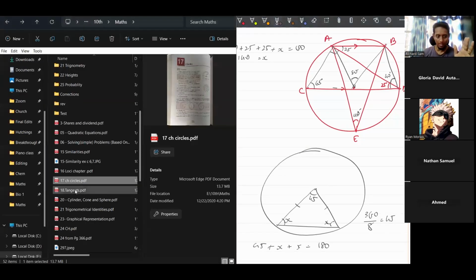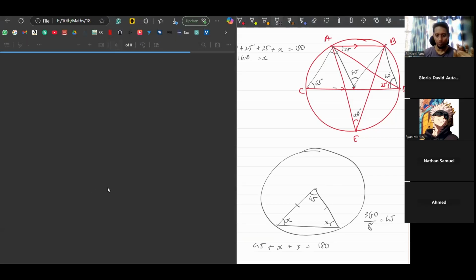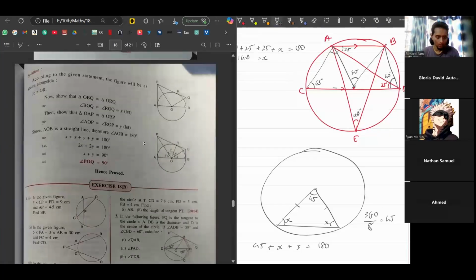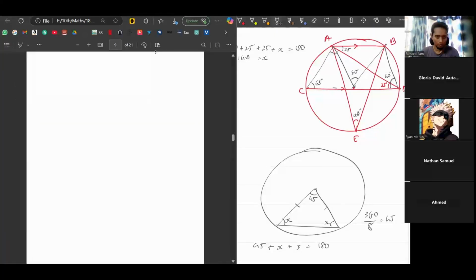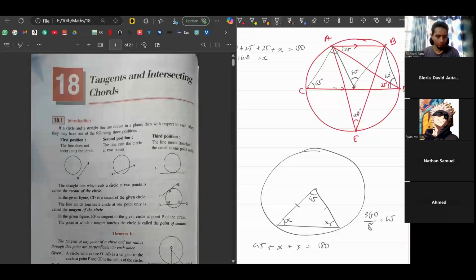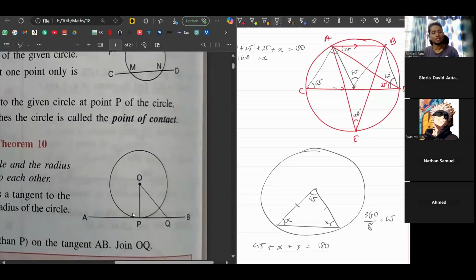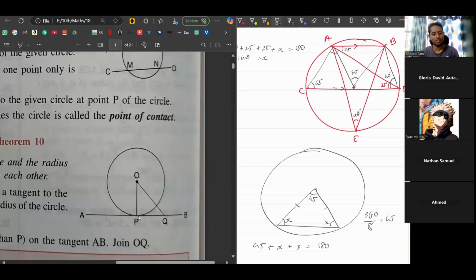Then the other properties from tangents. Let's go through those properties also, because mostly both these chapters will come together in one question. They don't give circles separately and tangents separately. So what are the properties in tangents? The first property is that a tangent and the line joining the point of tangency to the center will be perpendicular to each other. 90 degrees there.